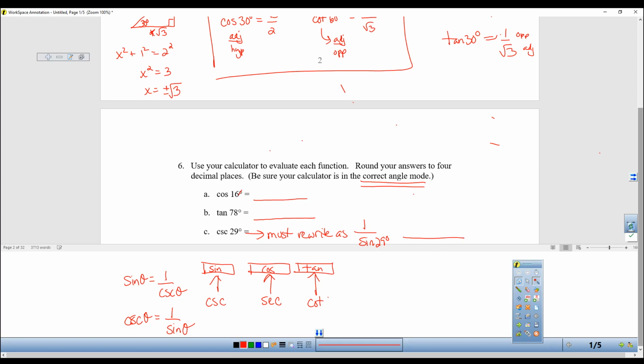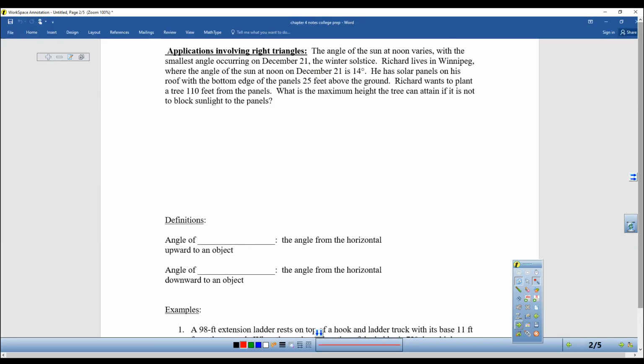So these 3 answers, when I check your notes, I'm going to be looking to make sure that you got them. But there's no point in my doing that for you. It's super easy. All right, let's move on to word problems.